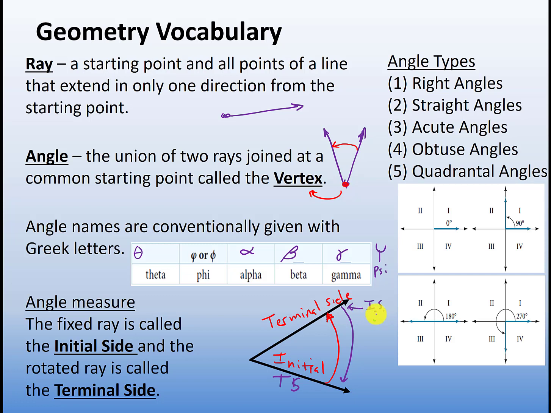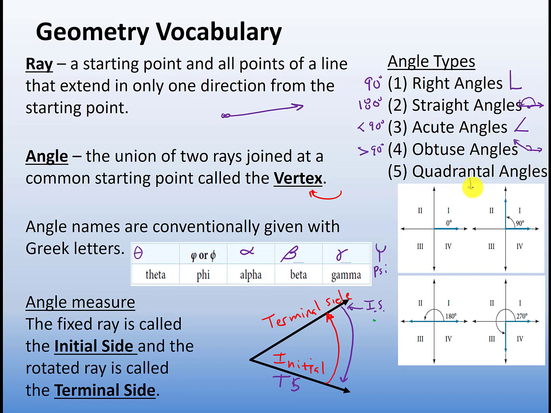A couple more vocabulary words. There are a few specific angles with very specific features, and they have special names, like the right angle. It is an angle that forms 90 degrees, so it has a square corner. A straight angle is an angle of 180 degrees. If I start here and go all the way around, straight over to the other side, that's 180 degrees. Acute angles are less than 90 degrees, so it might be an angle that looks like that. Obtuse is greater than 90 degrees, so it might be an angle that looks like this.